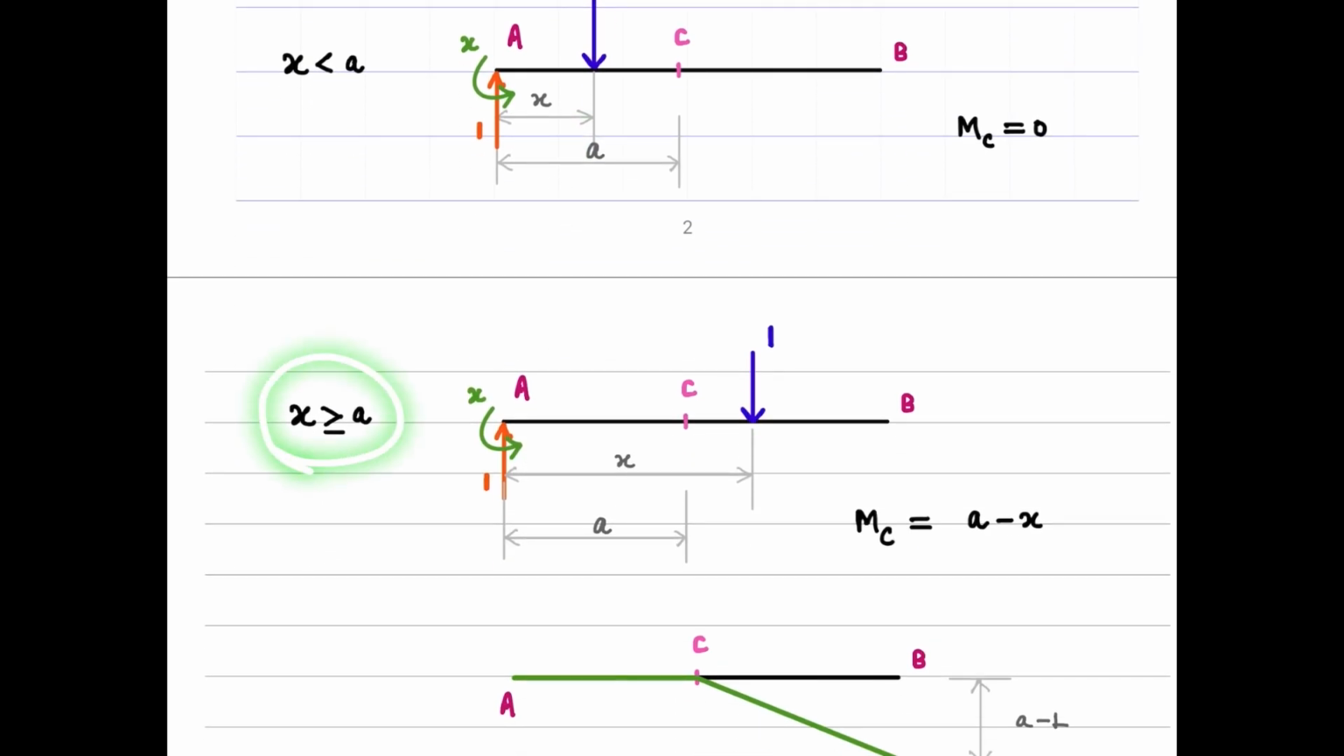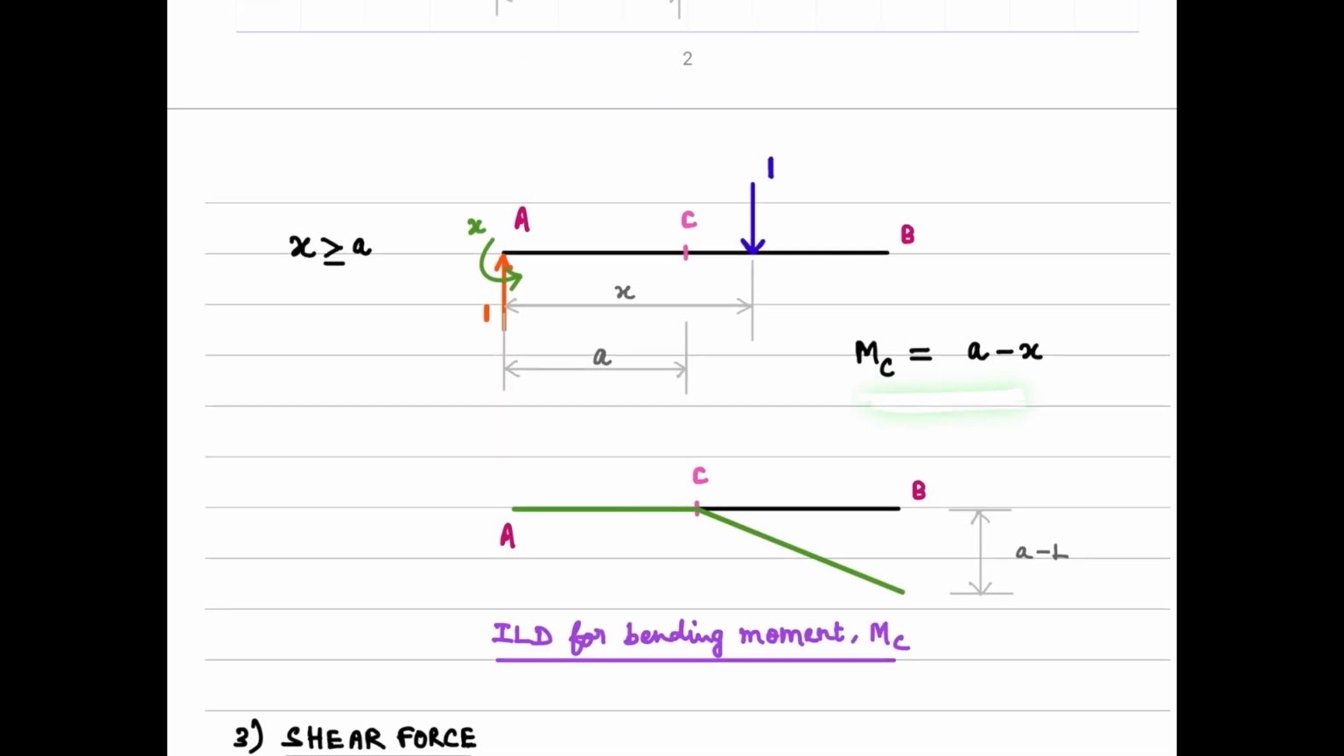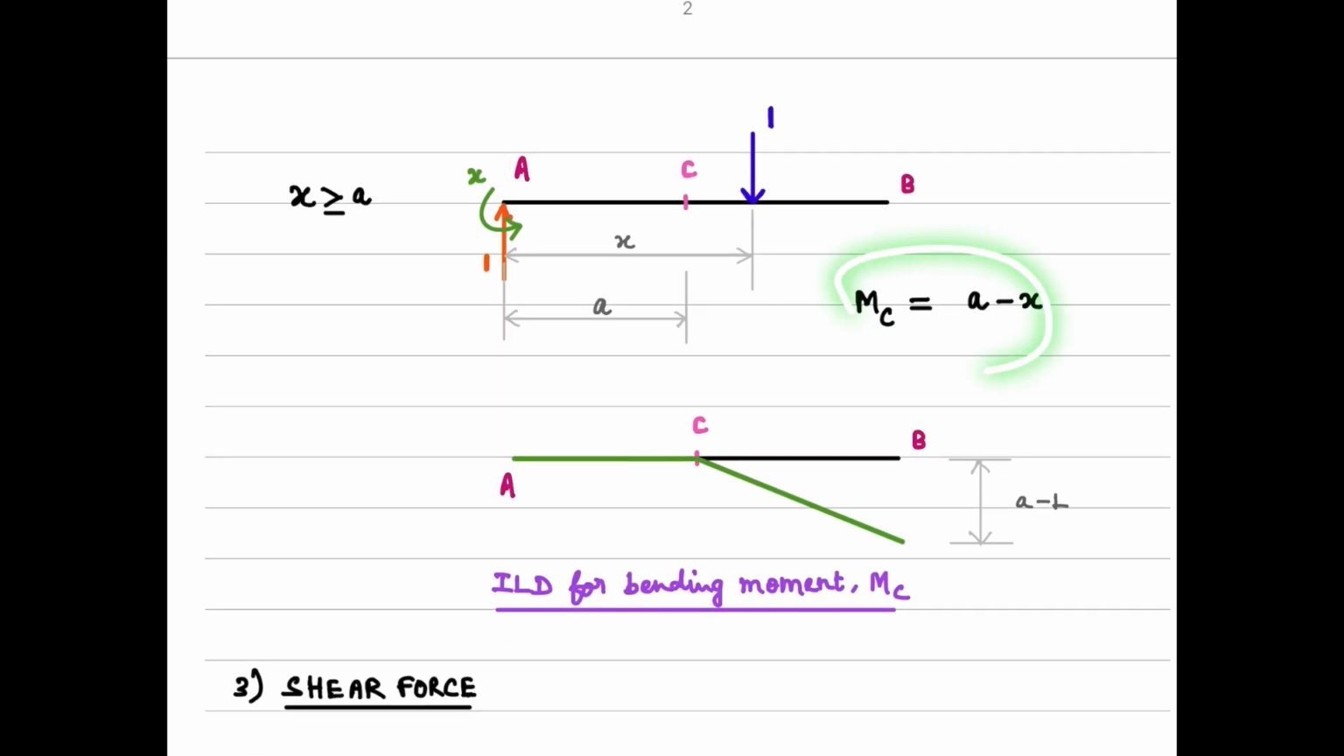That is, for x greater than or equal to A, you get the expression for bending moment as A minus x. How do you get that? You place the load here, beyond A, and mark this as x. Then you first get the reactions and then see what the expression for the bending moment is at this location C of our interest. If you do that, you will see that the expression for bending moment at the location C is A minus x, and then you need to plot this here.